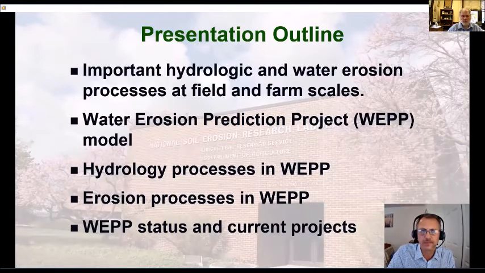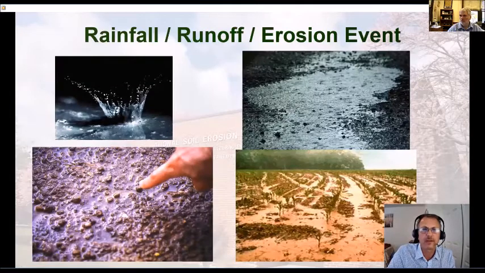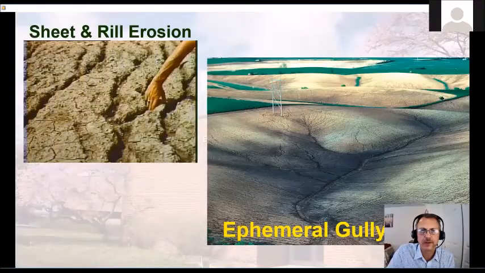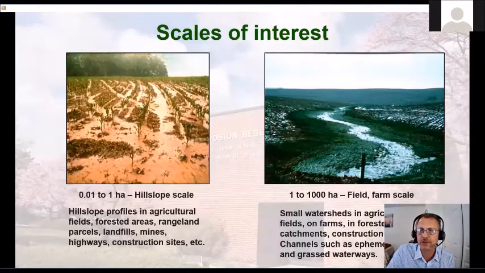So basically what we're talking about in terms of hydrology and erosion events is raindrop splash, thin sheet flow, then concentrated flows, particularly in agricultural areas, which result in sheet and rill erosion, shown on the left here, and ephemeral gully erosion when we get to larger concentrated flows in fields.